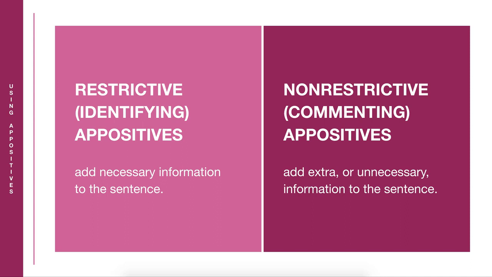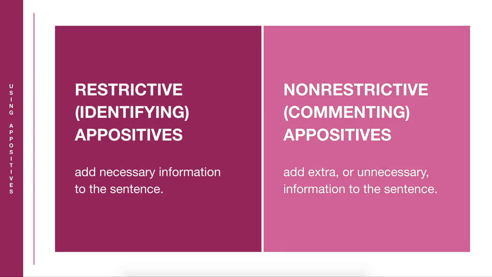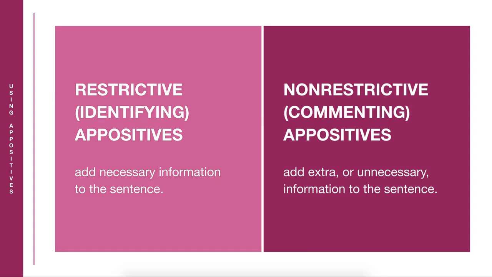Now, the difference between restrictive and non-restrictive is going to be very important to us when we talk about punctuation. So it's important that you remember that restrictive means that it's necessary information. Non-restrictive means that it is extra or unnecessary information.